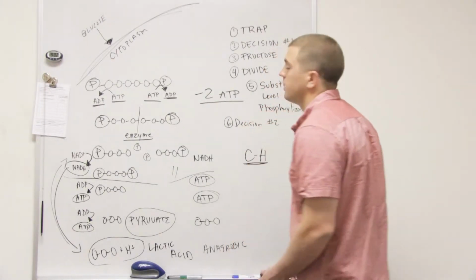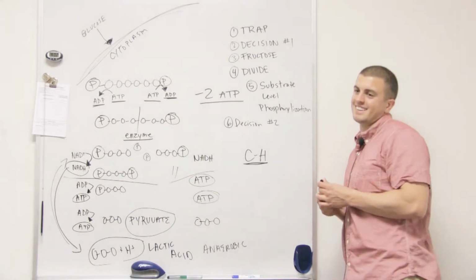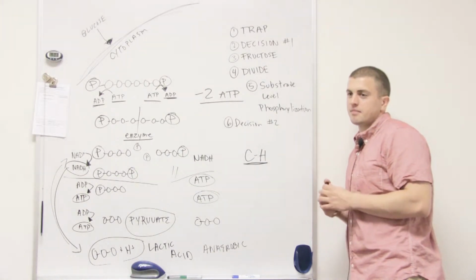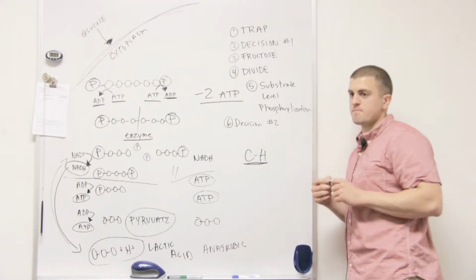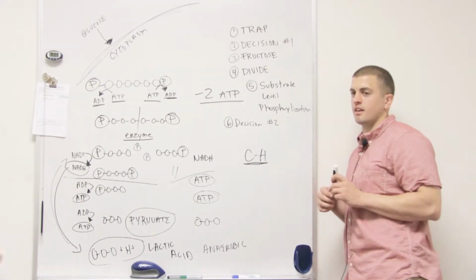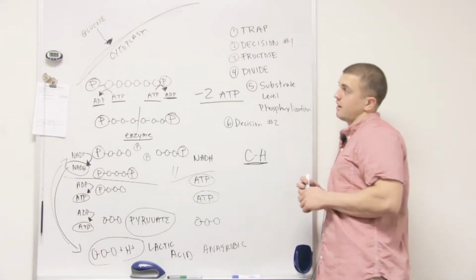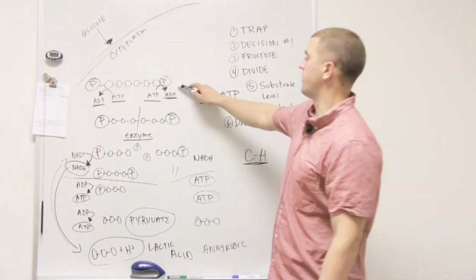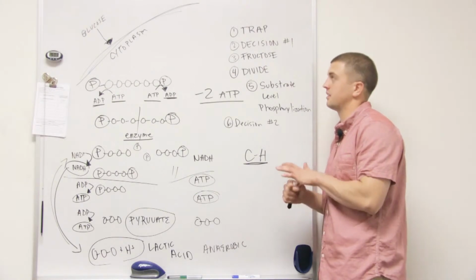So question, what is involved in the trap? In the trap, that's when glucose enters into the cytoplasm and ATP is added, right? No, not ATP, just kidding. ATP turns into ADP, adding a phosphate. Yeah, a phosphate, that's what it is. It phosphorylates the glucose? Yes.